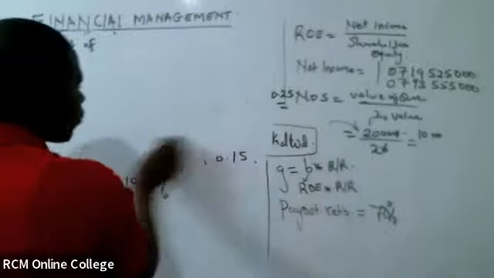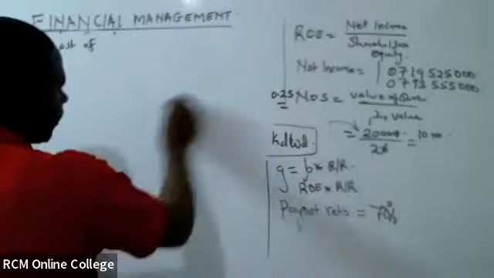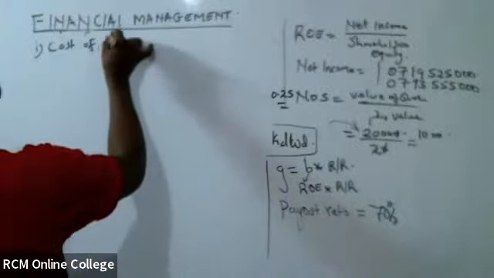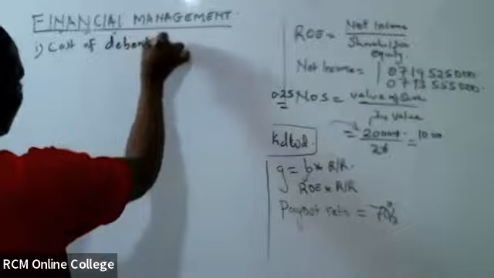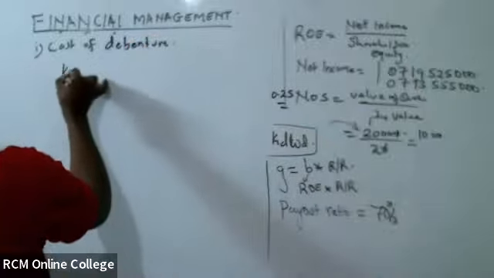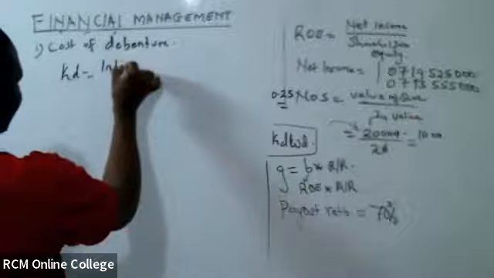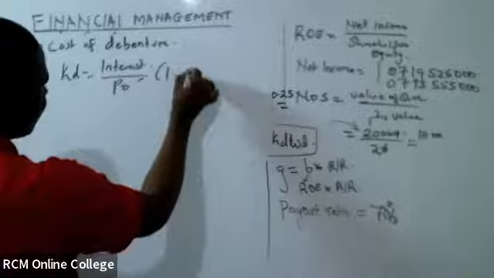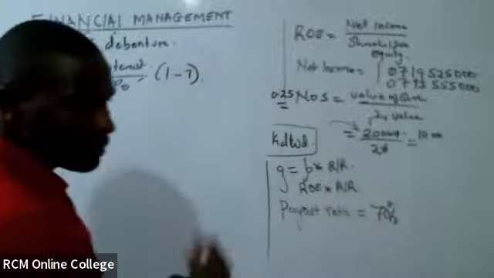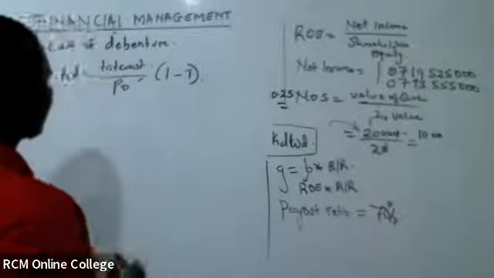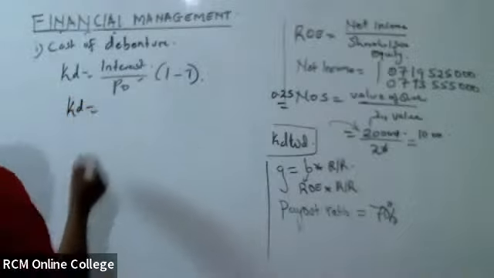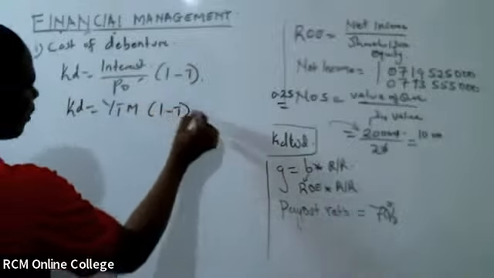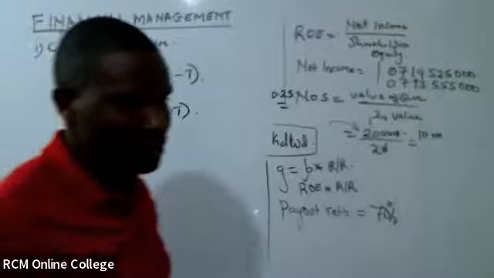So class, in this case, it is an irredeemable debenture, a 10% debenture. It will become easier because we know that the KD will be given by the interest divided by the PO, and then you adjust for tax, 1 minus T. That is the formula. For the redeemable debenture, the KD is given by YTM, and then you adjust that for tax.